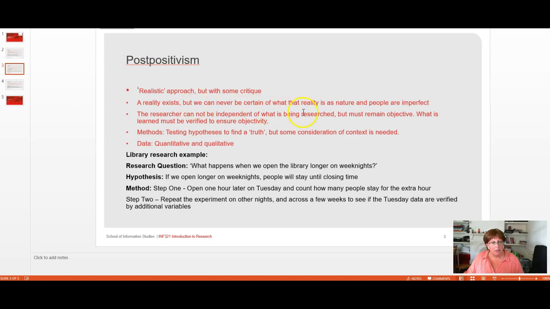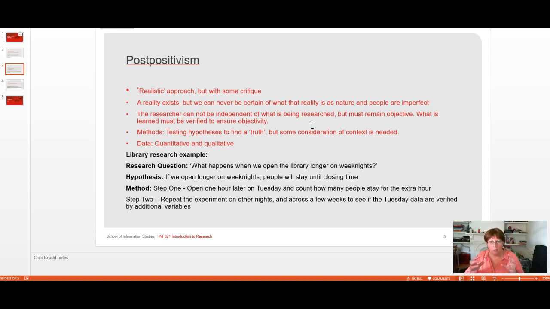So we can never be really sure of what that reality is because there are so many imperfections and variables and factors that influence the way people work. So the researcher, again, is just an external observer. They're out there counting how many people are there in that last hour. But then they're taking that data and thinking, okay, well, there's only 10 people left. So there could be something else going on here.